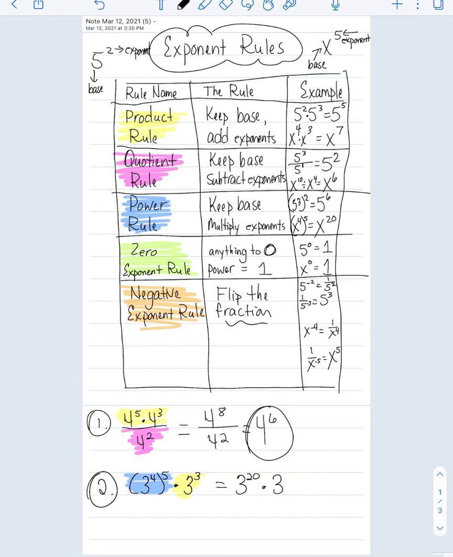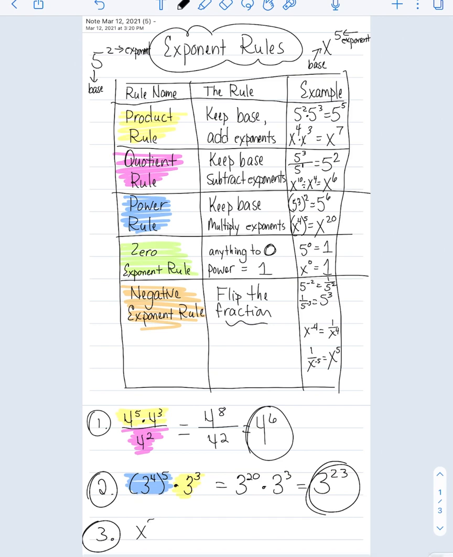4 times 5 is 20. And then I still have to do times 3 to the third power. Well, now that's just the product rule. And the product rule says keep the base, add the exponents. So 20 plus 3 is 23. So my final answer is 3 to the 23rd power. Let's try another one. I'm going to put 3 rules together.